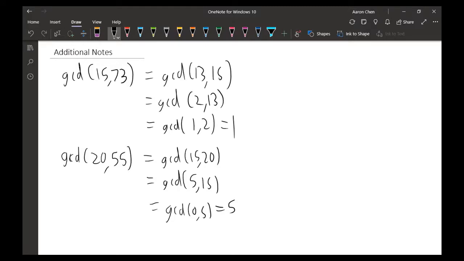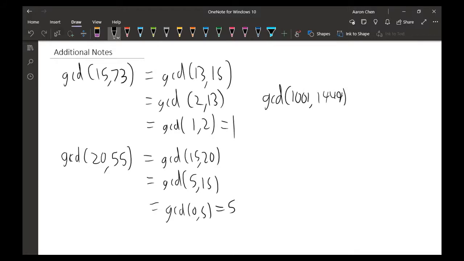The final example I'll be doing is one where it's really not obvious what the end result is going to be. So GCD of 1001 and 1440. Okay.